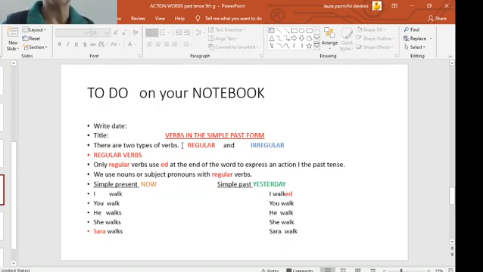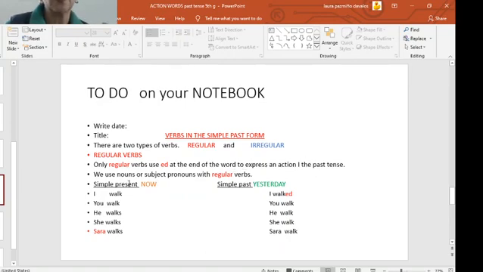There are two types of verbs, regular and irregular. Pueden usar los colores que ustedes quieran. Ok, pero el regular le van a poner el más bonito porque ahorita es el personaje principal, el regular. Y ponemos acá regular verbs. Y vamos a escribir solo. Only quiere decir únicamente. Regular verbs use ed at the end of the word to express an action in a past tense. ¿Ya? Solo los verbos regulares usan ed al final de la palabra para expresar una acción en el pasado.